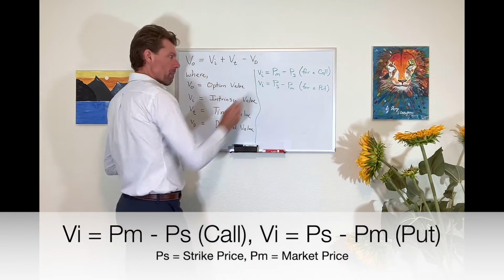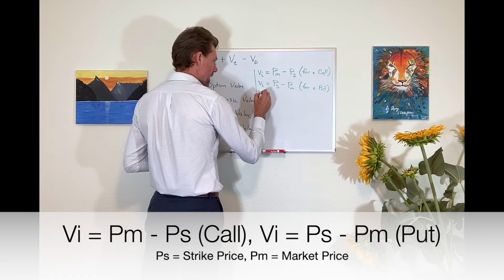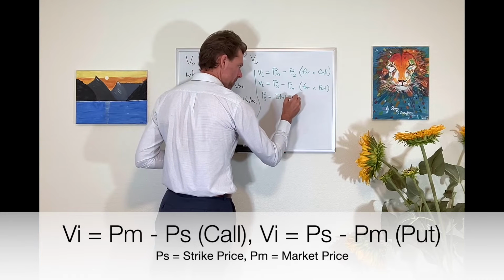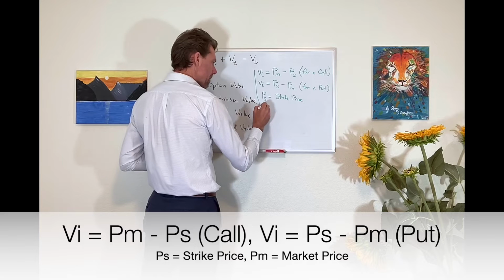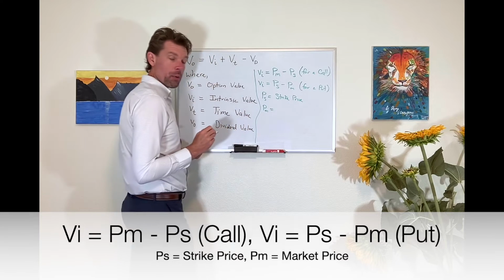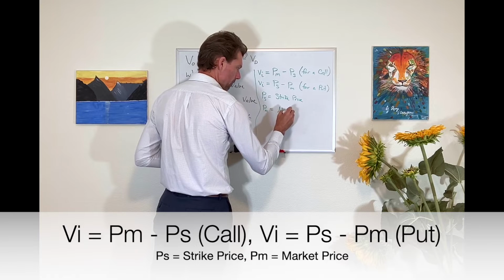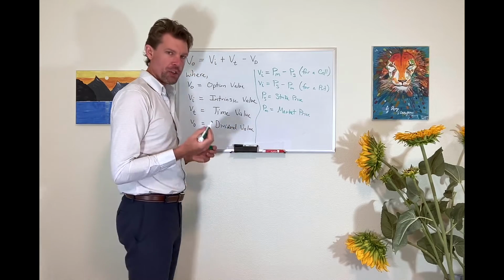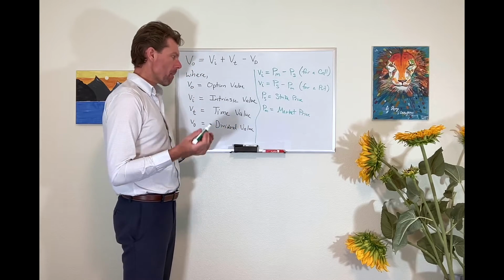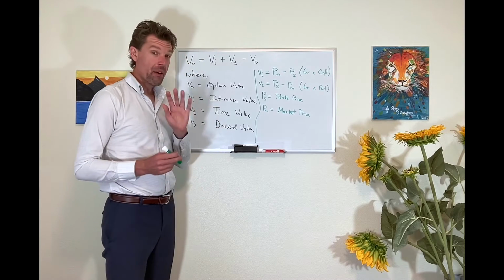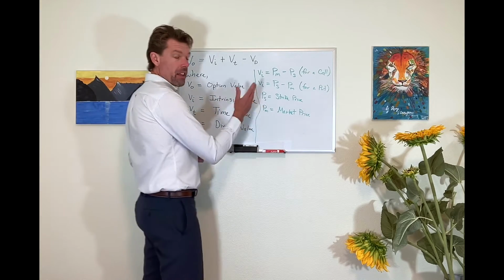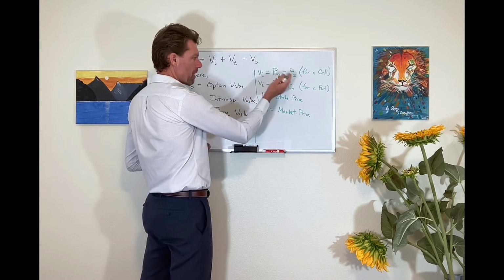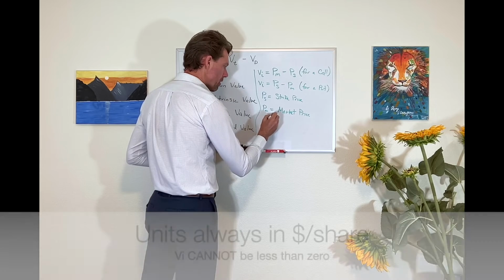Now, you might be asking, well, what is PS and PM? Well, I'll start with PS. PS is equal to the strike price of the option. PM is what I'm using to refer to the market price. The market price is the current share price. I use them interchangeably, market price and share price. Now, I need to acknowledge two other important points. The units of all of these, intrinsic value, market price, strike price, they're all displayed in dollars per share.